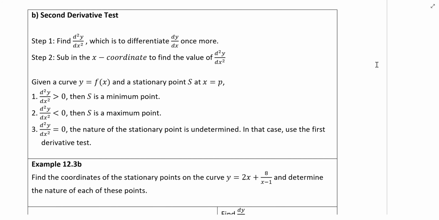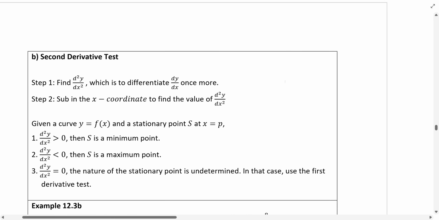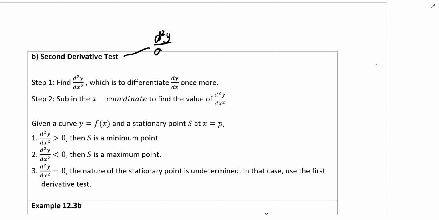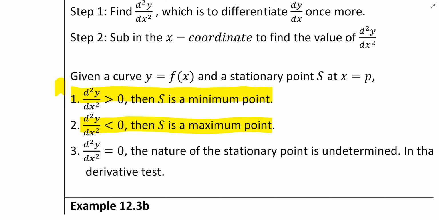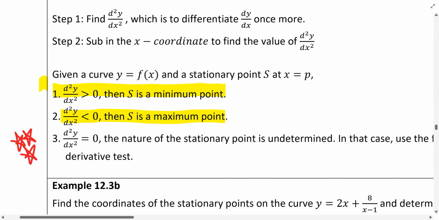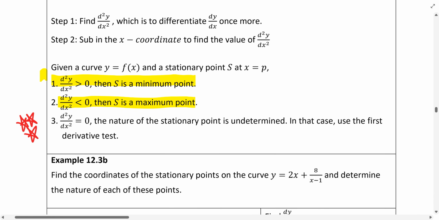Next test we can use is called the second derivative test. Second derivative test means all you need to do is to differentiate it one more time to find out what is the value of d2y/dx squared. So in essence, when d2y/dx squared is greater than 0, it is a minimum point. If it's less than 0, it is a maximum point. The limitation is if it is equal to 0, it cannot determine what kind of stationary point it is. So you have to use the first derivative test.